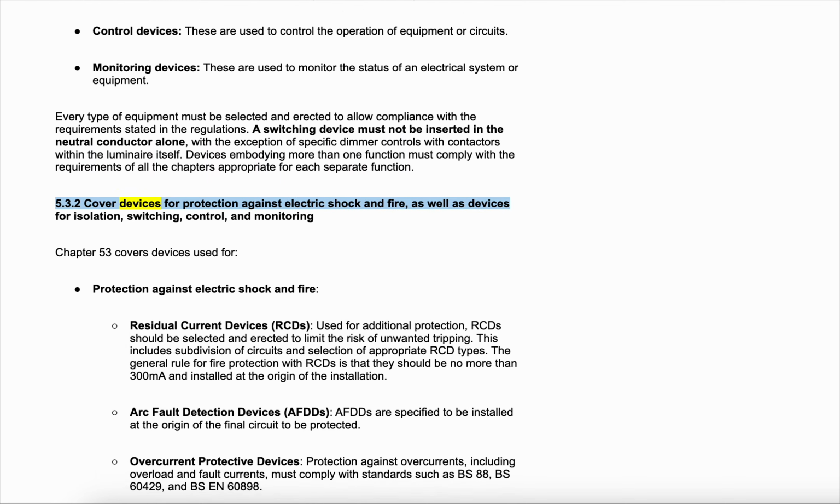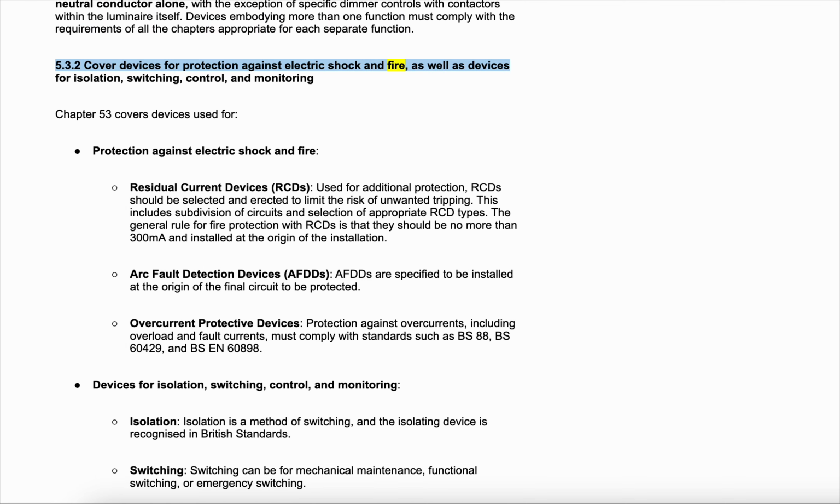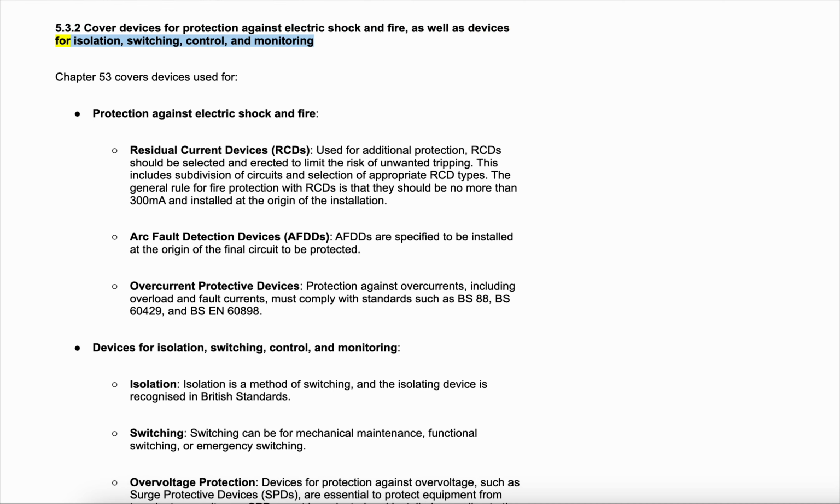5.3.2 covers devices for protection against electric shock and fire, as well as devices for isolation, switching, control, and monitoring. Chapter 53 covers devices used for protection against electric shock and fire. Residual current devices, RCDs, used for additional protection. RCDs should be selected and erected to limit the risk of unwanted tripping. This includes subdivision of circuits and selection of appropriate RCD types.